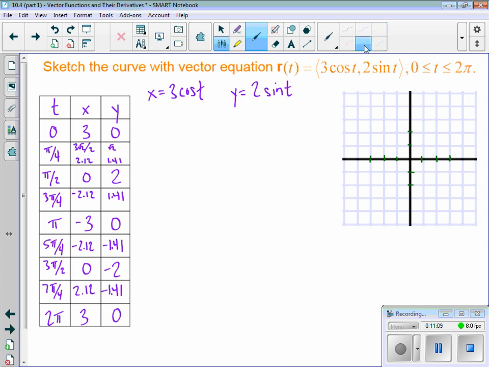Then plotting some of those points here, so 3, 0, that's your first point. Then 2.12, 1.41 would be about here. 0, 2. Same idea over here, that symmetric point. So what is this creating? An ellipse, right?